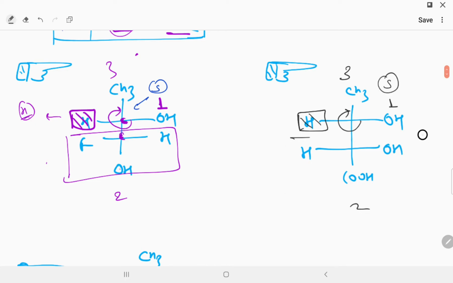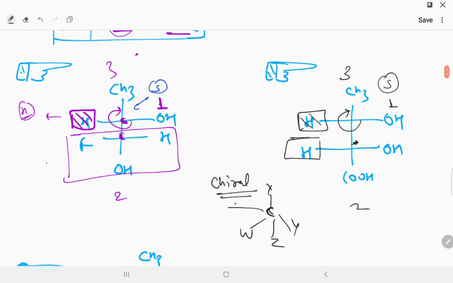Now we have to give the second chiral carbon RS configuration. For RS configuration you have to know that the carbon is chiral. What do you mean by chiral? Chiral is nothing but a carbon atom containing 4 different groups X, Y, Z, W. They all are different groups, and this is sp3, not sp2.